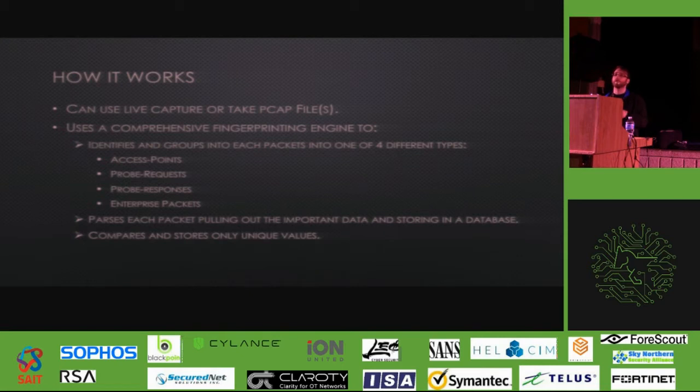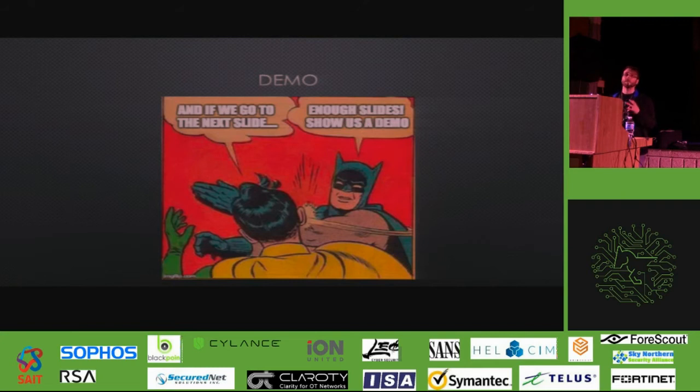Now, as I mentioned, these access points and clients are always sending out numerous amounts of the same type of traffic, so we only look for the unique values and store them. That way you don't have to go through the multiple duplicates or 100 of the same packet. You can get down to what you need to see. So I think I've talked enough. Let me actually show you this tool.